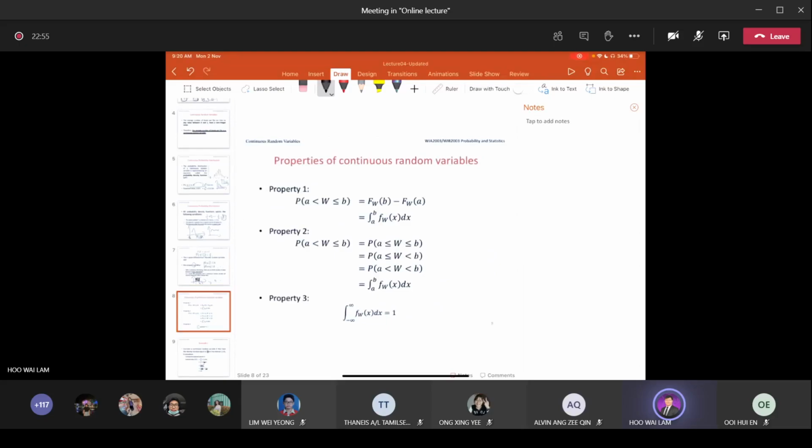So there are some probability rules that you need to follow here. The first thing is the probability of 1.